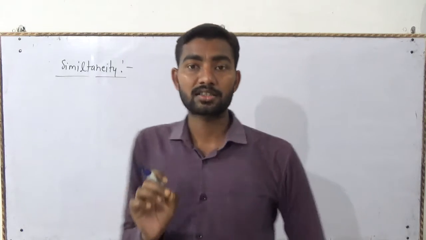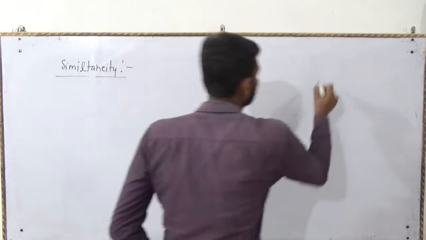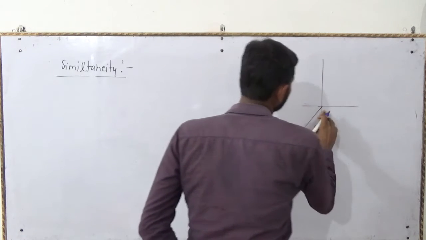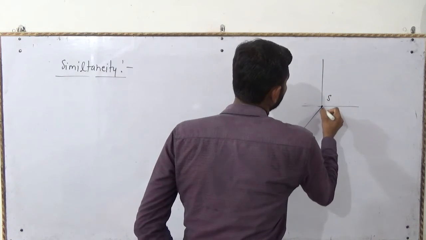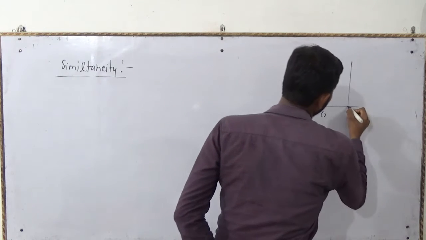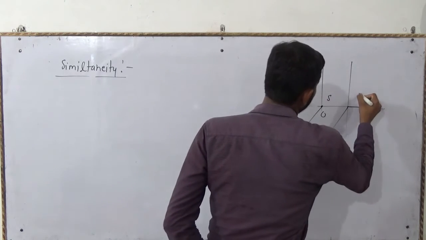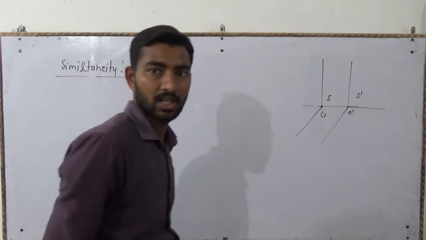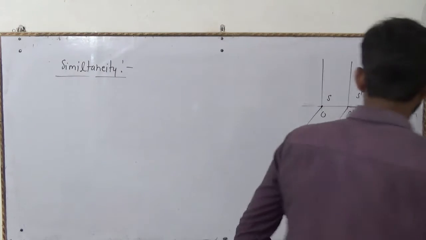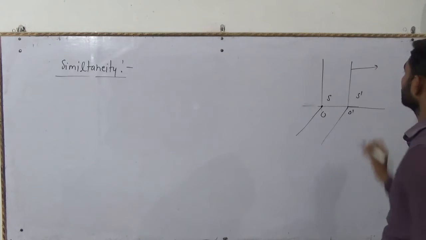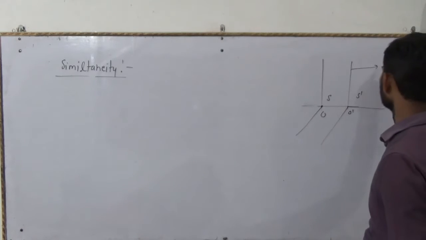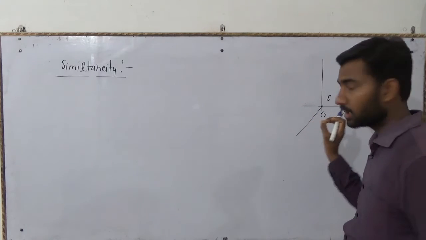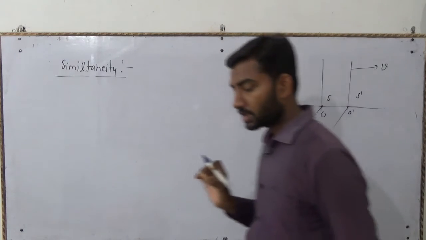For complete realization of simultaneity, here we are assuming two frames of reference, S with its origin O and S dash with its origin O dash. We are assuming that the frame of reference S dash is moving with uniform velocity v along the positive x axis.